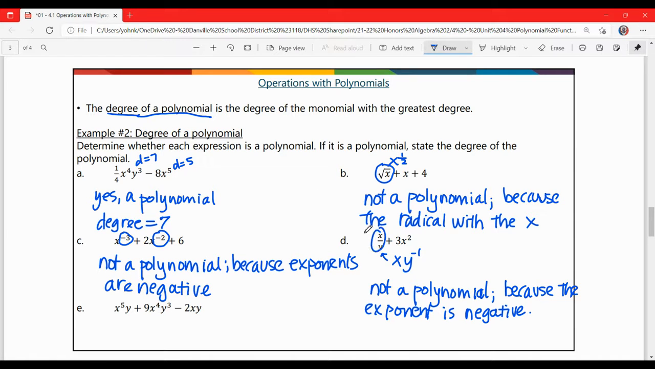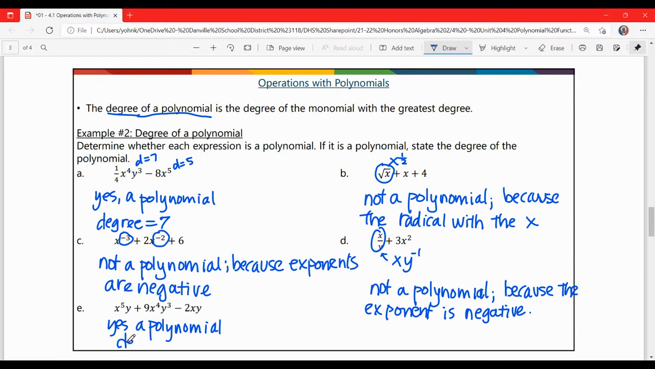Okay, and then finally, letter E, x to the 5th y plus 9x to the 4th y cubed minus 2xy. Well, x to the 5th y is a monomial. 9x to the 4th y cubed is a monomial. And negative 2xy is a monomial. Therefore, this is a polynomial. Yes, a polynomial.